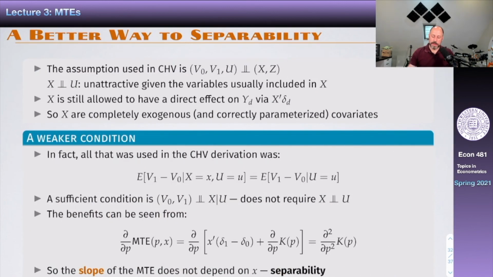Now, I wrote here a better way to get separability. Okay, the assumption used in Carneiro, Heckman, and Vytlacil is this one over here. So X independent of U is attractive, okay, given the variables that we typically include in X's that we discussed. X is still allowed to have a direct effect on the potential outcomes via the linear index, okay, but you're essentially assuming that X is completely exogenous. And that's sort of unpleasant.